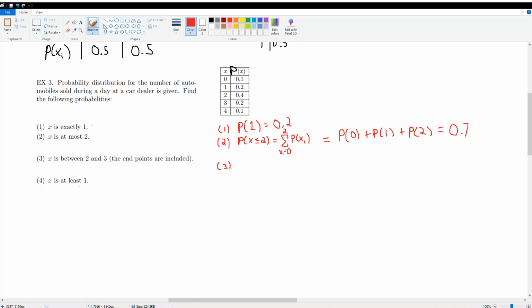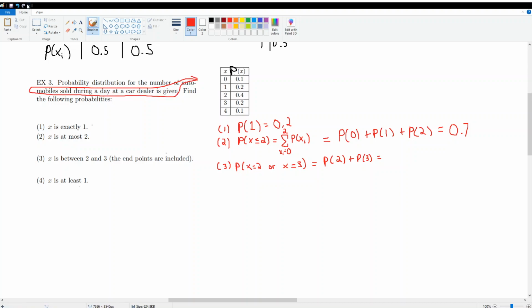Now for our third one, X is between 2 and 3. The endpoints are included. Well, you can't have 2.5. So really, what 3 is asking us for is the probability that X equals 2 or X equals 3. Since these are disjoint from each other, that's going to be P of 2 plus P of 3. There's no P of 2 and 3. These are disjoint. Doesn't make any sense. Because here's why we know it has to be disjoint. If they're independent, then they're disjoint.